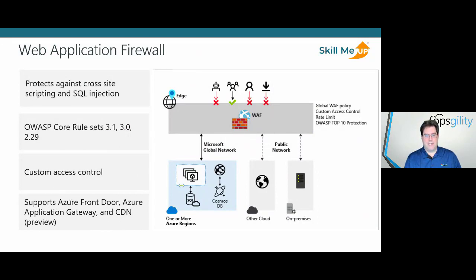Web application firewall, like I said, works in conjunction with the application gateway. It also works with Azure Front Door as well, where it protects against common threats like cross-site scripting, SQL injection, and many of the different OWASP top 10 rules, and has some custom access control capabilities, and again, supports those services of Azure Front Door, Application Gateway, and CDN, the Content Delivery Network connections.